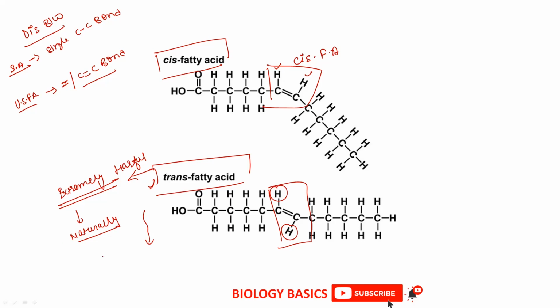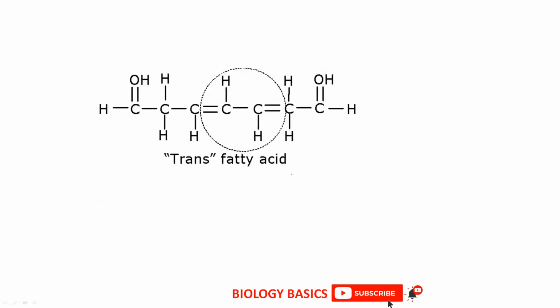All right. So cis fatty acid has the two hydrogens on the same side, but here the hydrogens are on opposite sides. And this is a trans fatty acid, where as you can see, this is one hydrogen, another hydrogen.